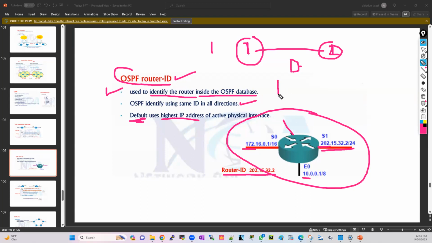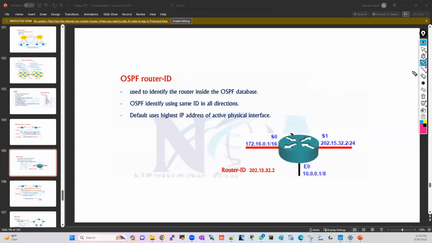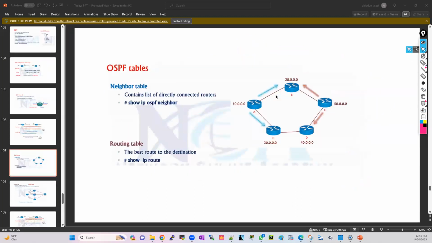Sometimes you may have a tiebreaker, like 192.168.10.5 and the same way 192.168.10.6. Dot 6 is higher than dot 5, so dot 6 should be used. Okay, let's move to the next slide quickly.